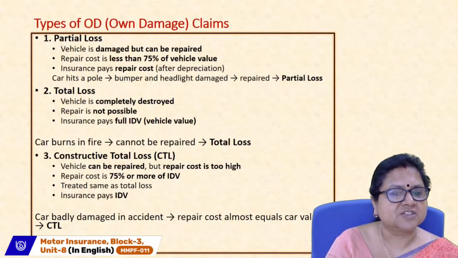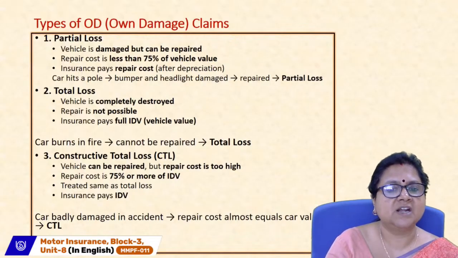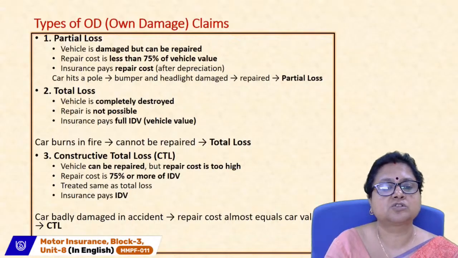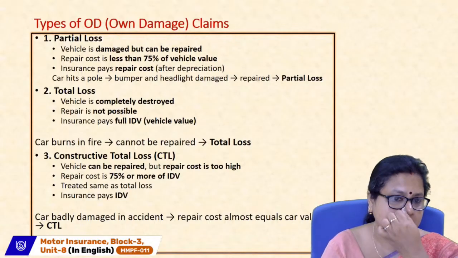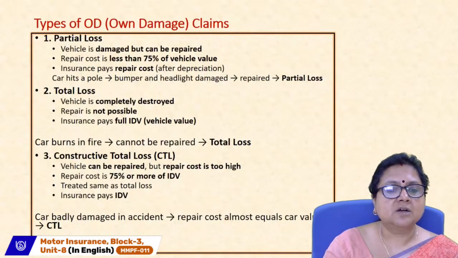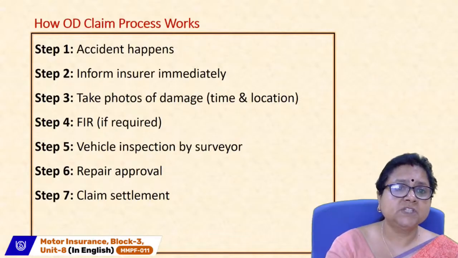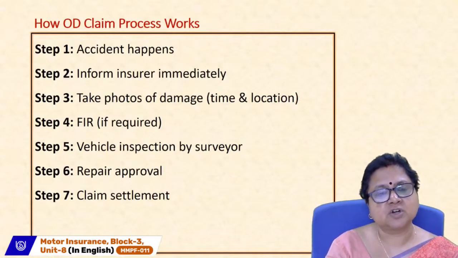Constructive total loss is when the vehicle can be repaired, but the repair cost is very high. In this case also, the insurance company pays the entire IDV. For example, a car is badly damaged in an accident and the repair cost is almost equal to the cost of the car. That is known as constructive total loss. Here also you get the entire car value, but the car value is again calculated by considering the depreciation.